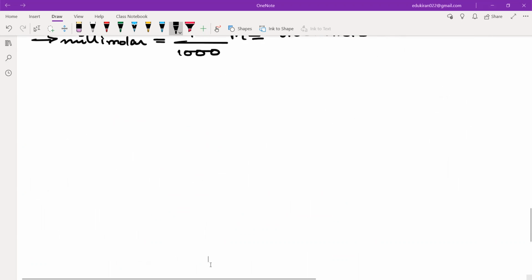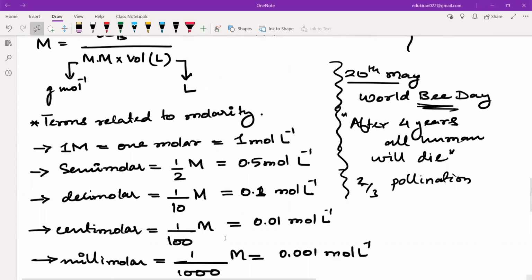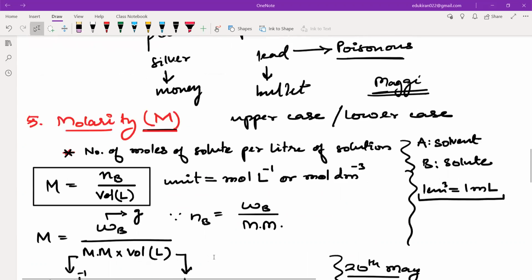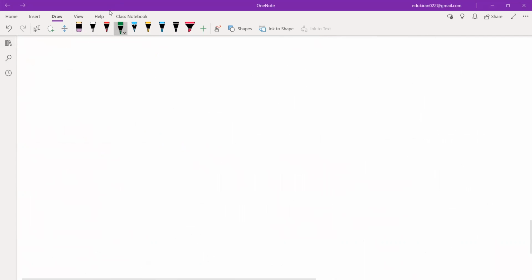Okay, I mean, so all of you have written this. Next term is molality. Fifth, now it is the sixth term.